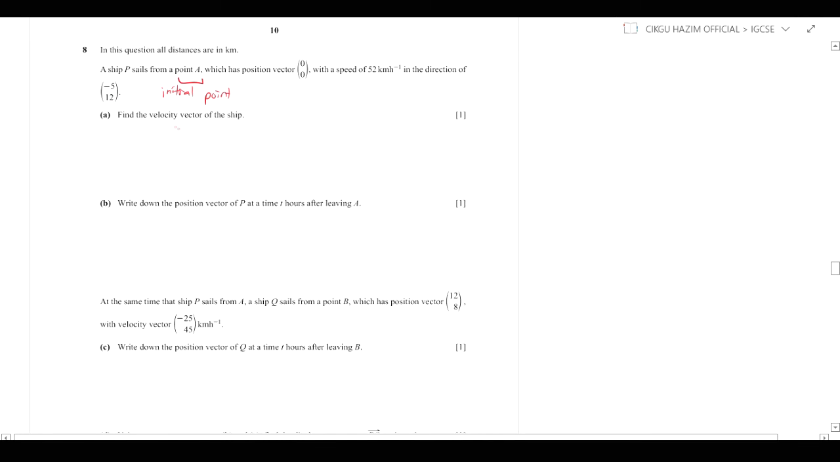So to find the velocity here, we need to know what the formula is, okay? Because in your notes or in your school notes, your teachers know. Remember, velocity must always be speed multiplied by unit vector. Speed must always multiply by your unit vector here. So you already know your speed, which is 52 km per hour. But how about your unit vector?